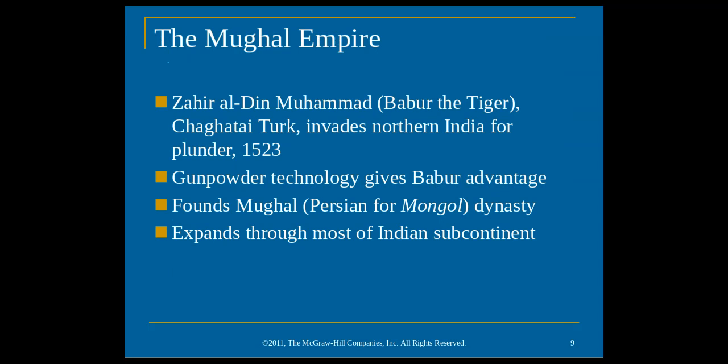All right, moving on to the Mughal Empire again. Mughal is basically the Persian word for Mongol, and always associated with India. Zahir al-Din Muhammad, or Babur the Tiger, as he was known, was a Chagatai Turk. So he's from Central Asia there to the north. He invaded northern India for plunder in 1523, and decided he'd stay.